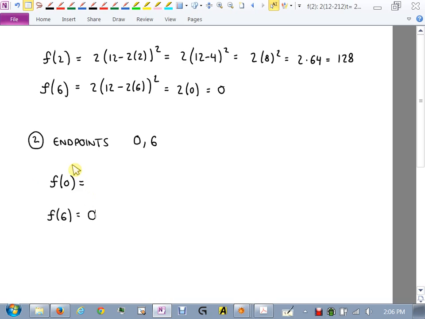What about when we plug 0 in? 0 times 12 minus 2 times 0 squared, and that's also 0, isn't it? Yeah? Plugging into the original function.